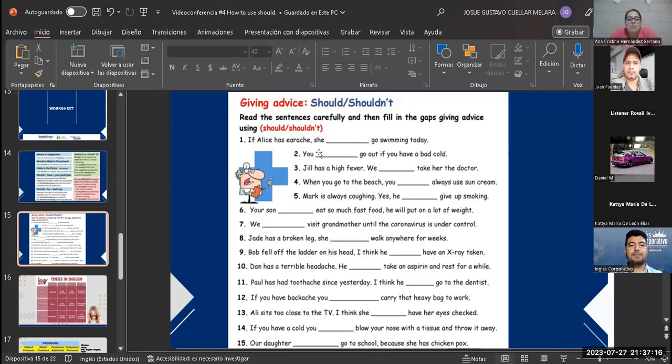So, in this case, you have to give advice. Vamos a dar sugerencias. Should or shouldn't. Read the sentence carefully and then fill in the gaps giving advice using should or shouldn't. Okay. If you notice, here we have from 1 to 15 sentences. We're going to work in pairs. Trabajamos en equipos. Un par de minutos. Luego regresamos acá. Okay. I need you to have a screenshot of this, please.